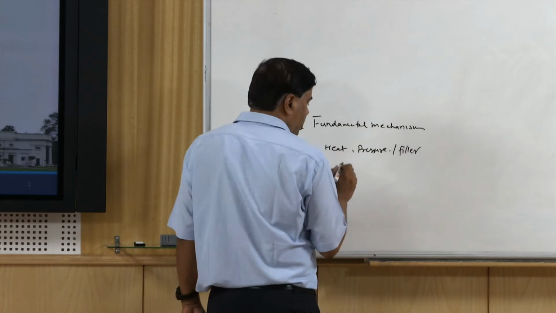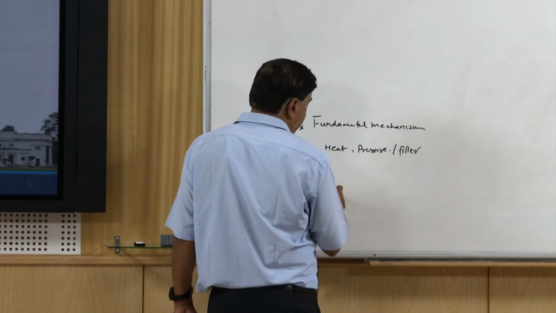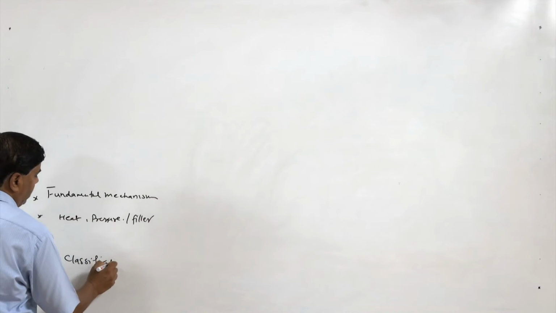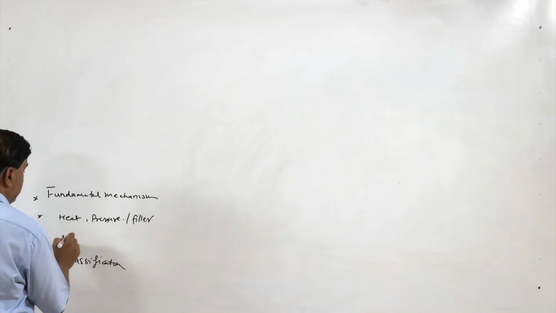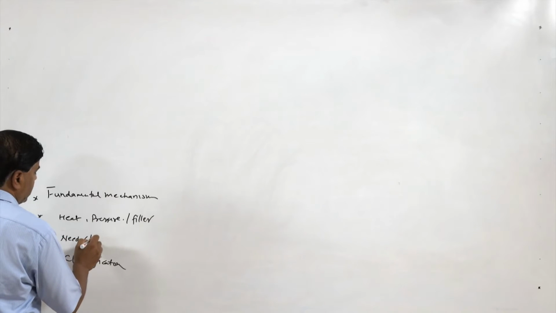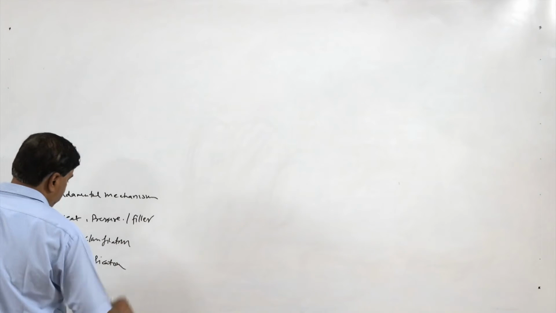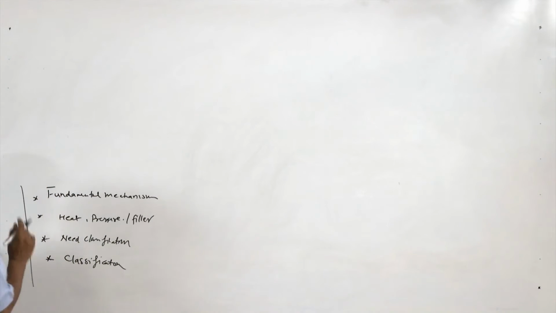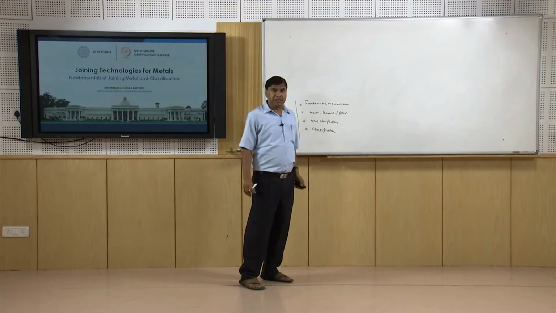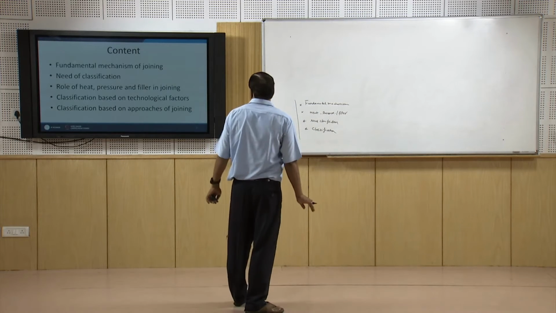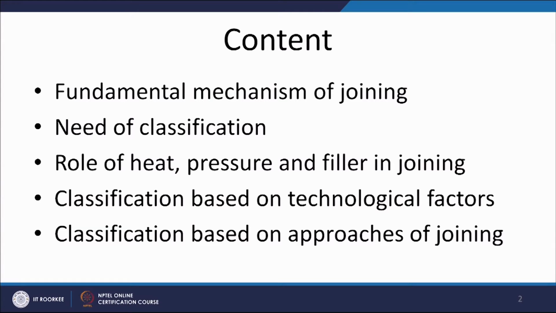But before going into the basis for the classification, we will try to see the need for classification. So, the need to see the classification of the joining processes. So, these are the four aspects that we will try to see in this presentation. So, this presentation basically involves the fundamental mechanisms and the need of classification, role of the heat, pressure and fillers, classification based on the two aspects.